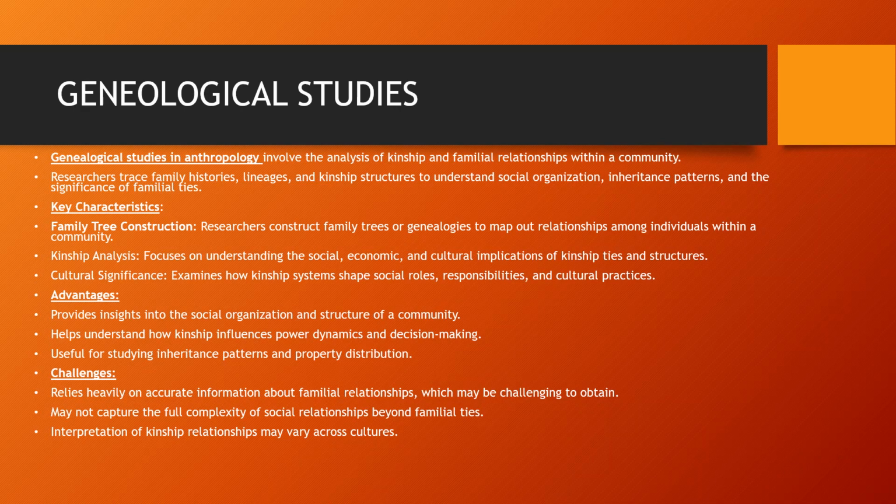The challenge is that it relies heavily on accurate information about familial relationships, which may be challenging to obtain. There could be a situation where it will be difficult for you to actually know the relationships between people. The kinship ties between people, somewhere somehow, could be difficult to find. That is a challenge to genealogical study, and it may not capture the full complexity of social relationships beyond family ties. So the question is, aren't there other social relationships that go beyond family ties?